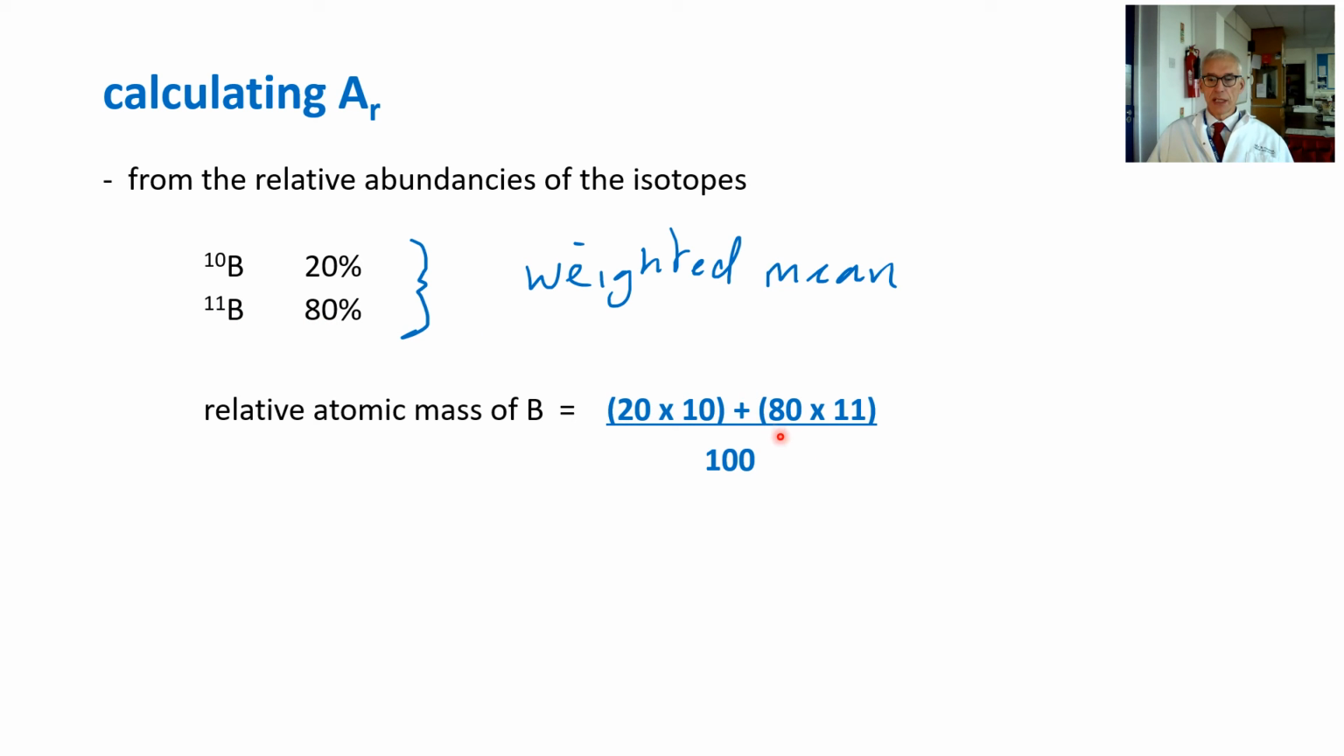So we've got 20 plus 80 makes 100. So the number of items that we're sampling is 100. To get the true average, or the weighted average I should say, we do 20 times 10 plus 80 times 11 divided by 100. And that comes out as 10.8. So the relative atomic mass of boron, the weighted mean mass compared to 1/12 of the carbon-12 atom, is 10.8.